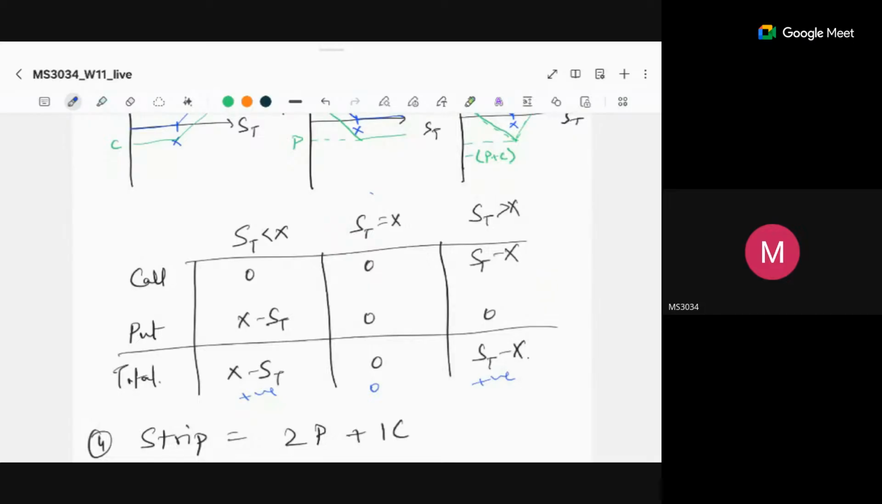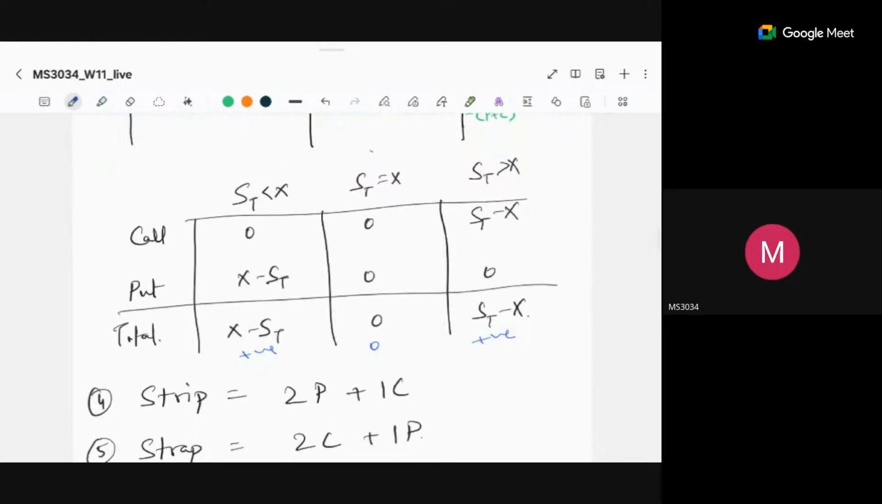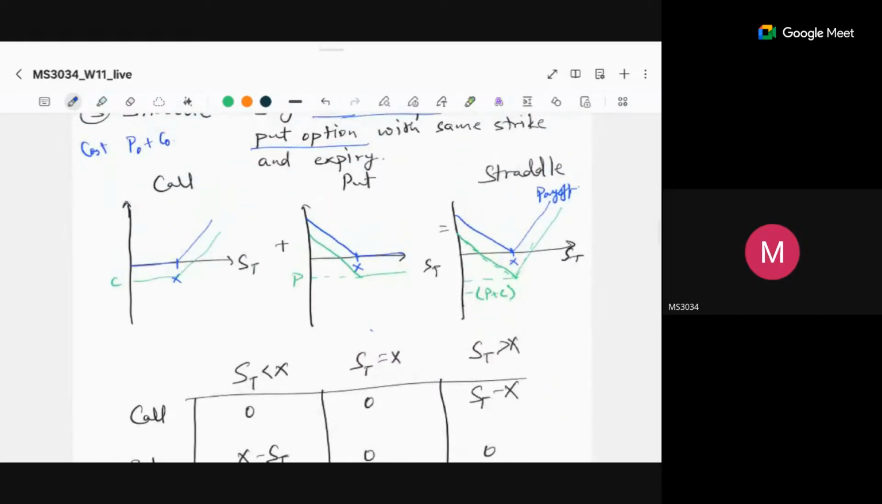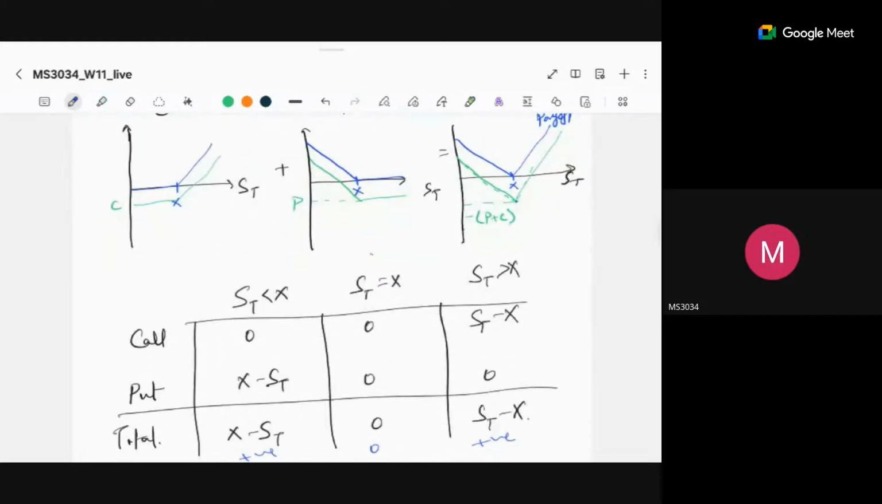Okay, please take a note of that. If a question asks you for the profit, you need to subtract the cost as well. Okay, so in these three cases, this is the case. So your payoff is positive in both the cases. So you are benefiting from the price decline as well as price rise. But in terms of profit, at the exercise price, you make the maximum loss, which is the negative of your put option price plus call option price.